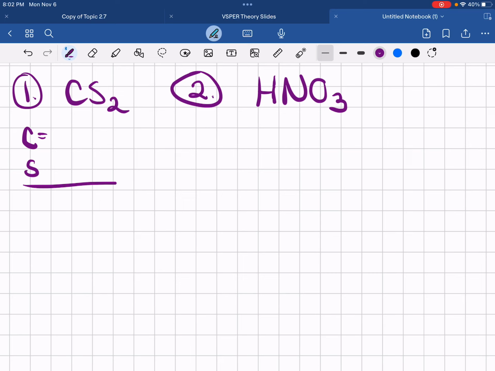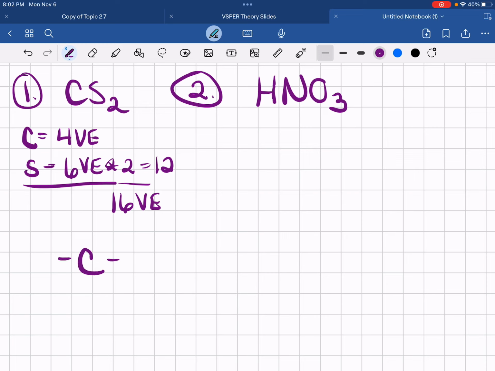Carbon is in group 14. There are 4 valence electrons. Sulfur is in group 16, so it has 6 valence electrons, and there are 2 of them. And so we have 12 and 4 to make 16 total valence electrons. We're going to put carbon in the middle. Remember, carbon goes in the middle, or we go ahead and we make things symmetrical.